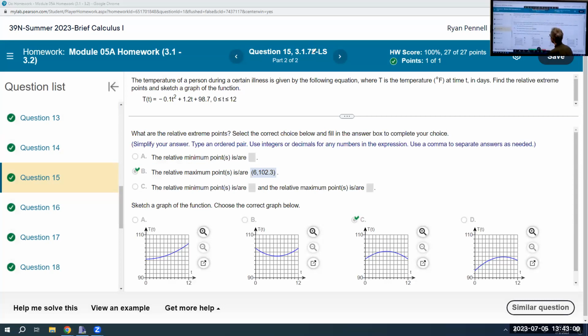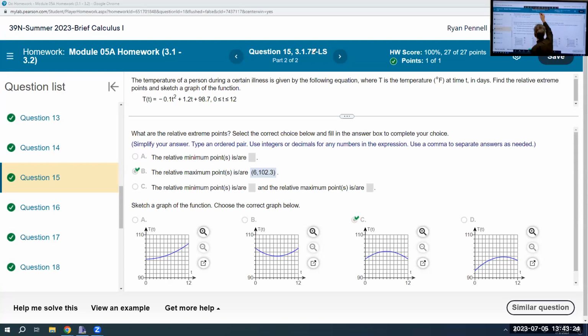Okay, the temperature of a person during a certain illness is given by the following equation, where capital T is the temperature in degrees Fahrenheit at time t in days. Find the relative extreme points and sketch a graph of the function. Okay, so we just need to find where the relative maximum or minimum is occurring.